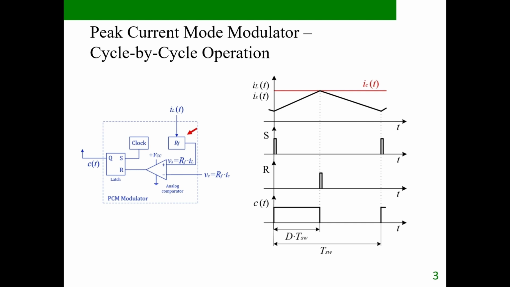Let's look at a simple example. Suppose we use a 10 milliohm shunt resistor to measure the inductor current.